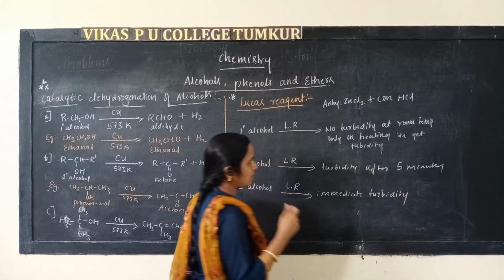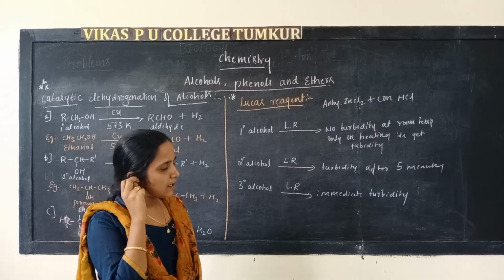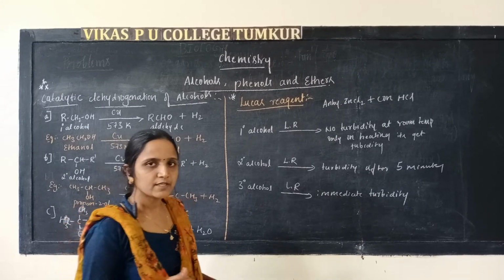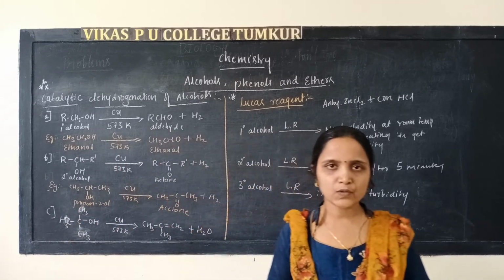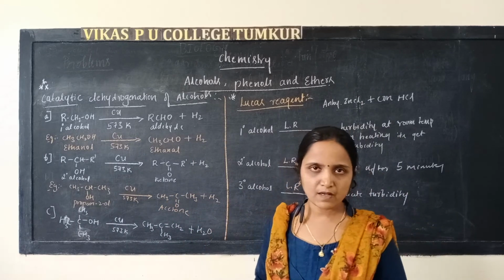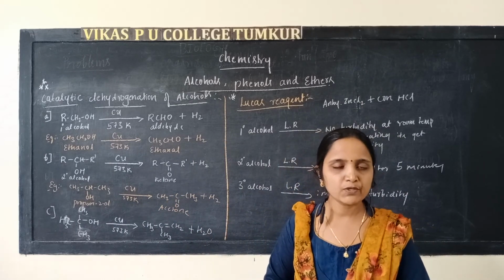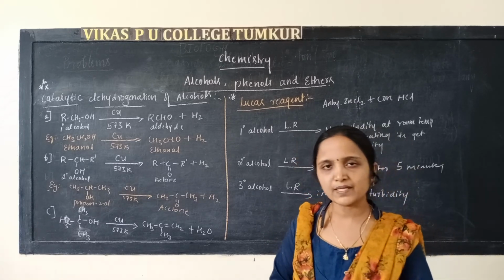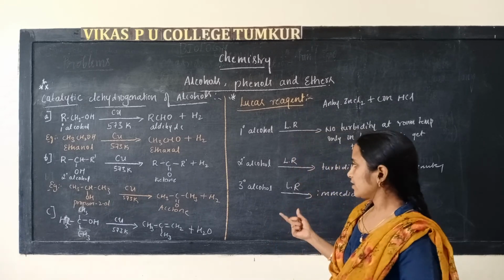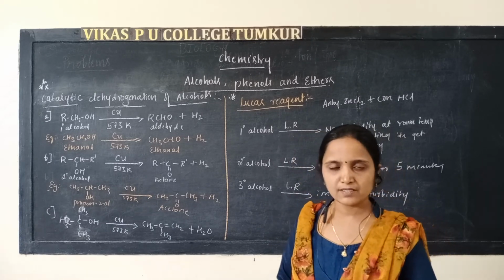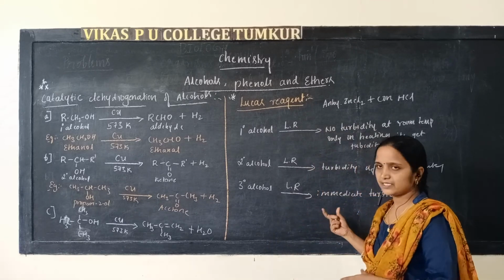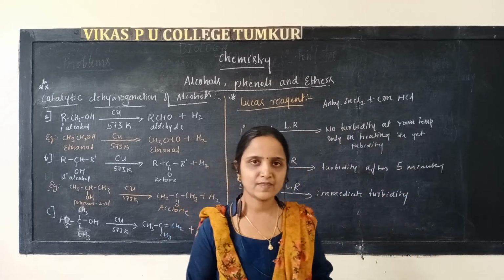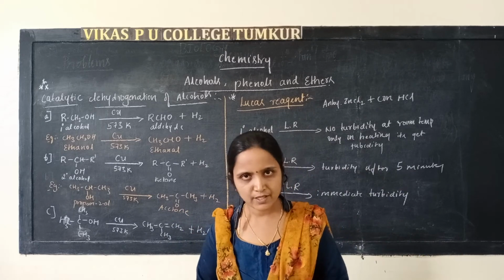The Lucas reagent, a mixture of anhydrous zinc chloride and concentrated HCl, is used to distinguish primary, secondary and tertiary alcohols. The primary alcohol does not give turbidity at room temperature, only on heating. The secondary alcohol gives turbidity after 5 minutes. The tertiary alcohol treated with the Lucas reagent gives immediate turbidity. This is the method used to distinguish primary, secondary and tertiary alcohols.